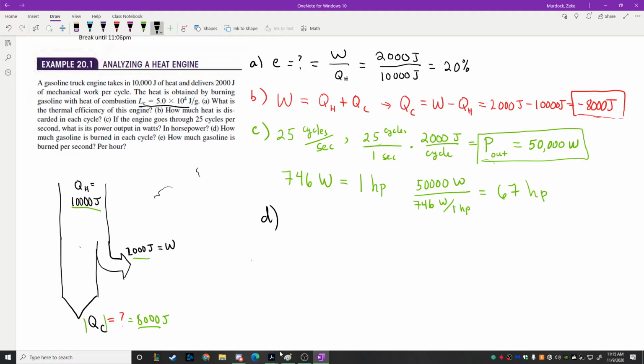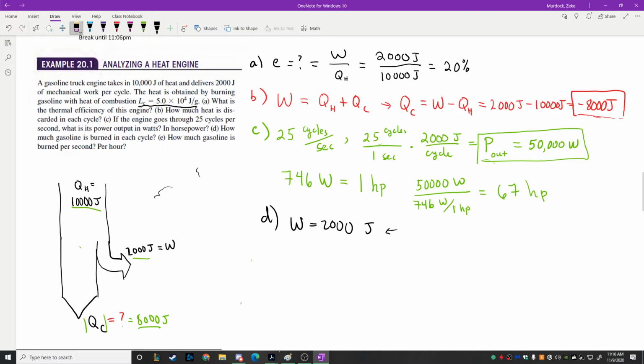They gave us the heat of combustion. So, given that we know there's 2,000 joules of work being done, this is per cycle, right? So the work is 2,000 joules. And that work is basically coming from... wait a second. It says how much gasoline is burned each cycle. What should we use for the gasoline burned each cycle? The 10,000, yeah, I agree.